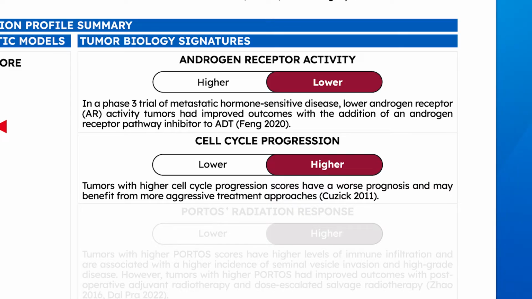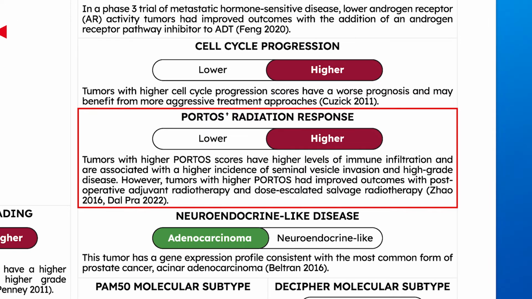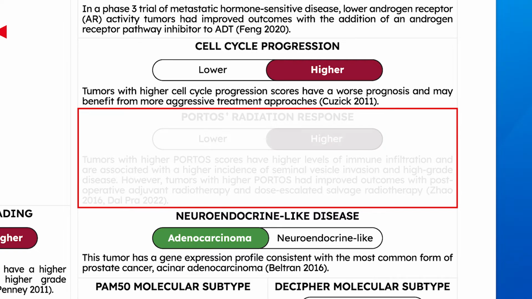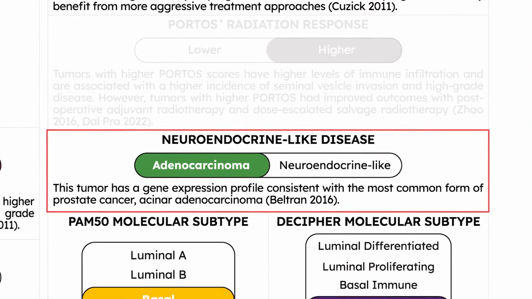On the Decipher prostate radical prostatectomy GRID reports, the postoperative radiotherapy response signature, known as PORTOS, will also be shown. Because PORTOS was developed in the postoperative setting, it is grayed out on GRID reports that come from biopsy specimens. Higher PORTOS scores show an improved outcome when postoperative radiation therapy is employed.